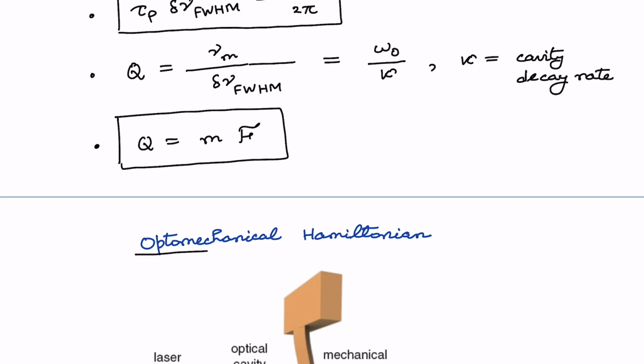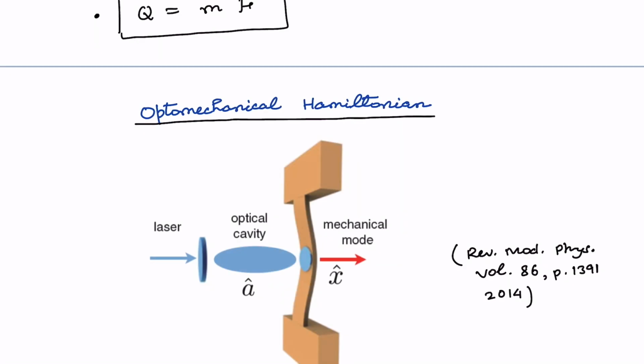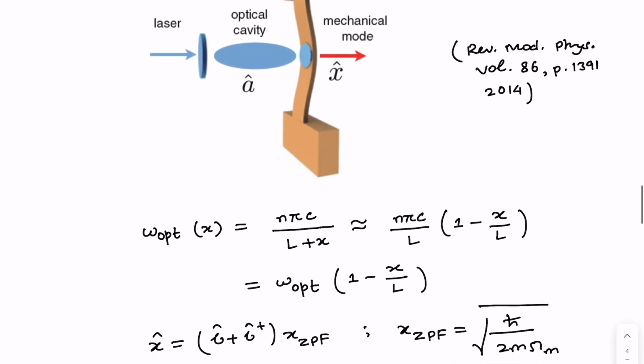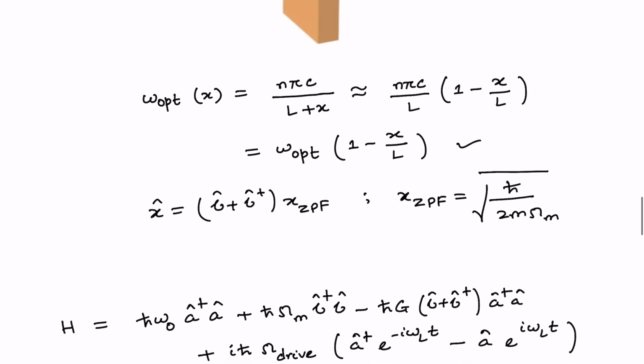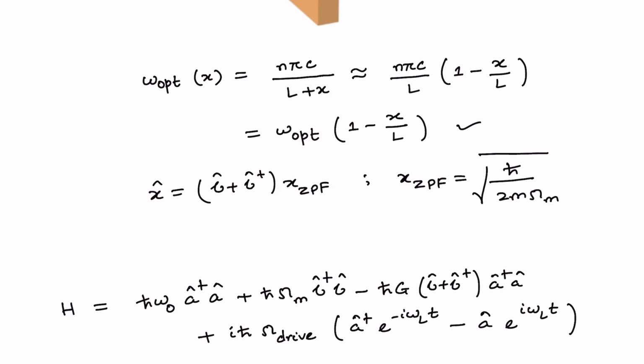Then we went on to discuss the optomechanical Hamiltonian, describing the whole system. The main issue here is that the resonance frequency of this cavity, when one of the mirrors is movable, is now dependent on position, and this position dependency of the resonance frequency gives rise to this expression here. When the displacement of the movable mirror is very small, you can treat it quantum mechanically, and the position can be taken as an operator.